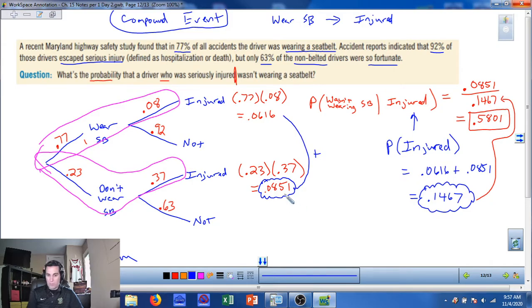People that don't do probability, they don't know where the heck I got that 58%. They're like, how do you go backwards? I thought only 23% were not wearing seatbelts. Yeah, but we know you're injured. So that's changing when we're looking backwards at it. We're looking from the injured part. So it changes everything.